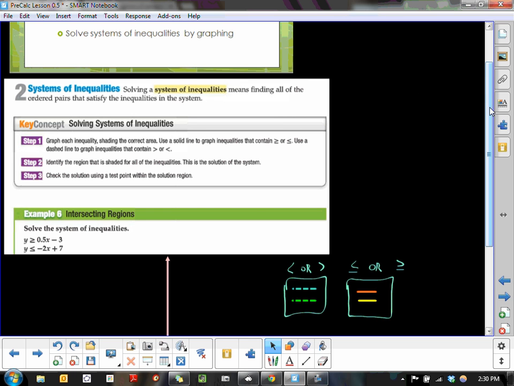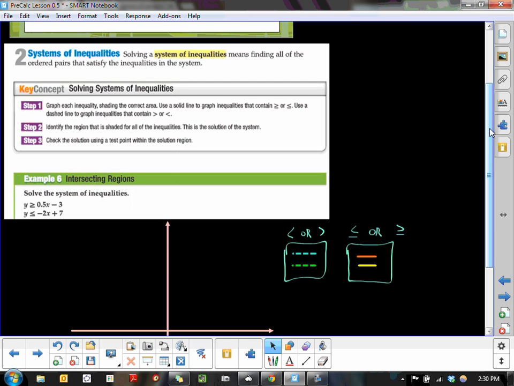So what we're going to do is come back and look at the first example, number 6, and I forgot step 3. We want to check the solution by a test point within the solution region. And what we do is we shade the part of our graph where we want the solutions to be. And we can test a point, and typically 0, 0, the origin, is your easiest point to put in there.